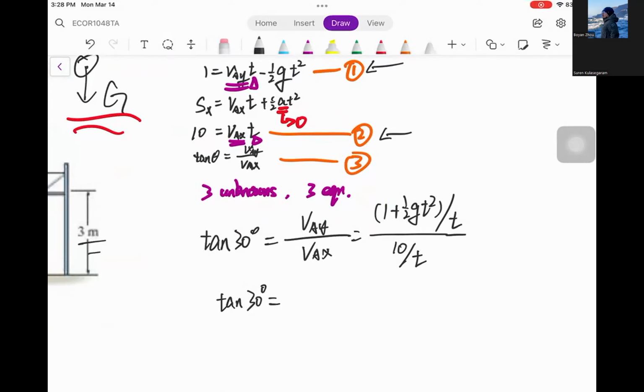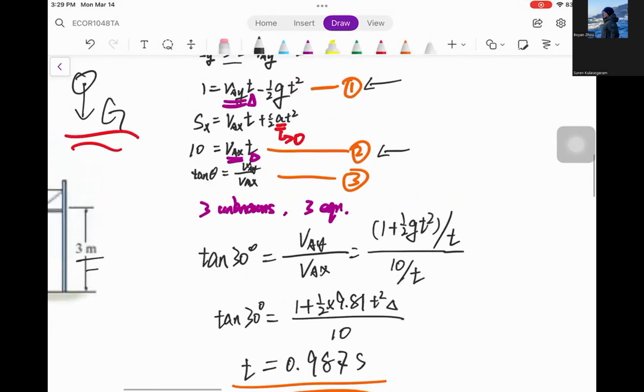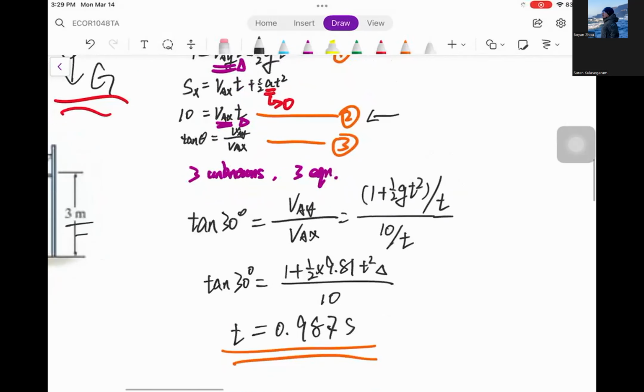So on the right hand side, we can cancel out the T, and then we plug in the G. G is equal to 9.81 square over 10. So in this case, everything is known, we just solve for the time T. So time T is equal to 0.987 seconds. So here we get a time T, we can plug the time into our first and the second equation, then we can solve for VAX and VAY.